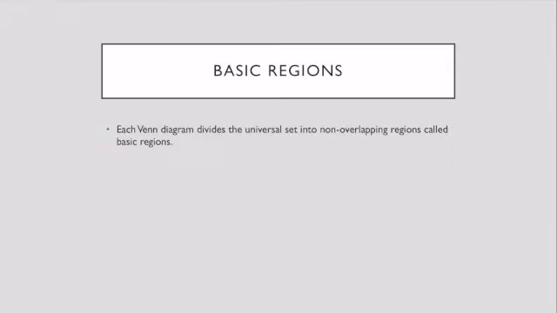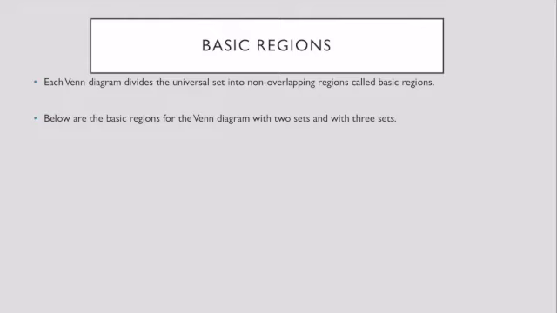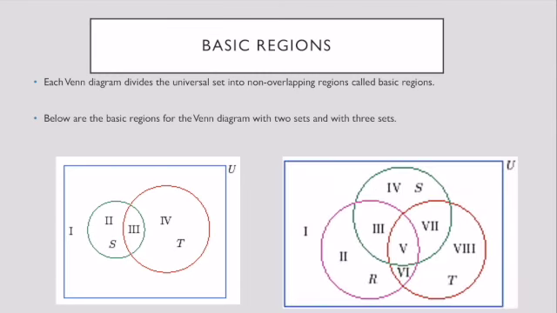So each Venn diagram divides the universal set into non-overlapping regions called basic regions. Below are the basic regions for a Venn diagram with 2 sets and 3 sets. All right, so if I have 2 sets, I have 4 basic regions. If I have 3 sets, I have 5, 6, 7, I think it's 8. These are Roman numerals. I have 8 basic regions.